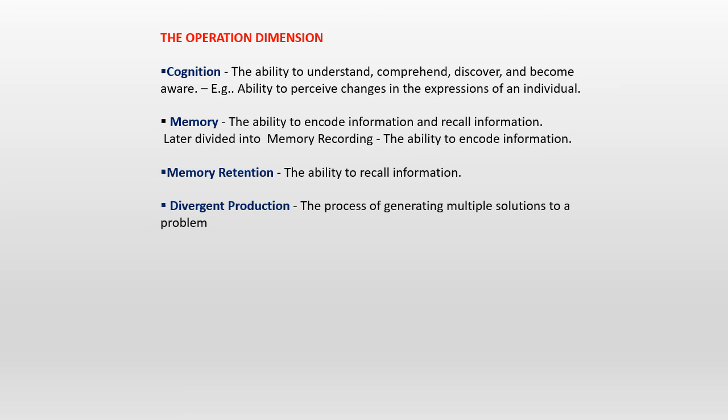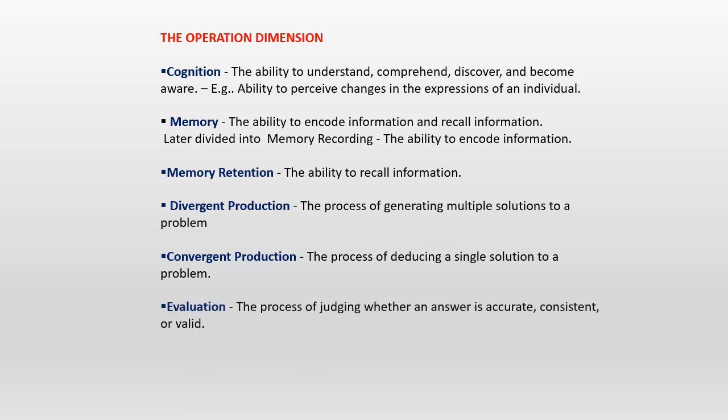Fourth, divergent production, which is the process of generating multiple solutions to a problem. Fifth, convergent production, the process of reducing to a single solution to a problem. Sixth, evaluation, the process of judging whether an answer is accurate, consistent, or valid. So basically, how our brain works, what the brain does, that is under operation. All the cognitive processes go under operation. So you just have to remember: cognition, memory, memory retention, divergent production, convergent production, and evaluation. These are the six factors under the operation dimension.